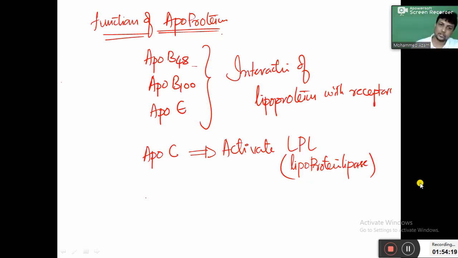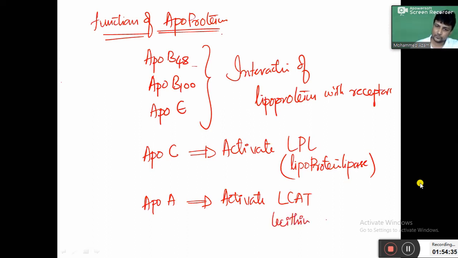And then finally, what is the only thing that is left out? That is ApoA. ApoA का function क्या होगा? It is also going to activate one enzyme, and the name of the enzyme is LCAT. This enzyme is not useful for you in MCQ exams and all. It will come in PG also. LCAT full form is lecithin cholesterol acyl transferase. Lecithin cholesterol acyl transferase. LCAT.